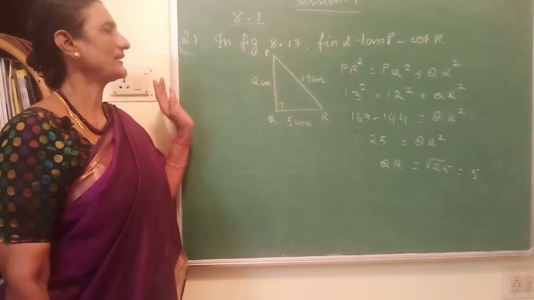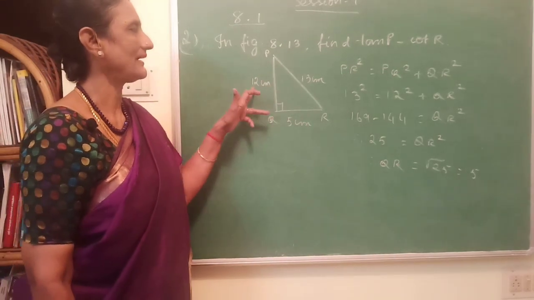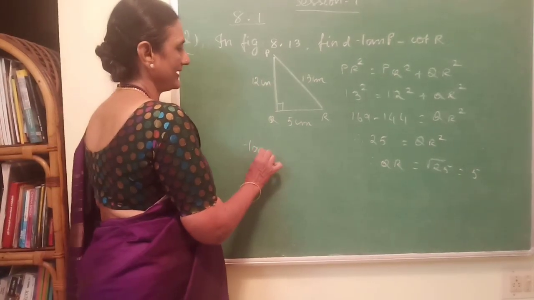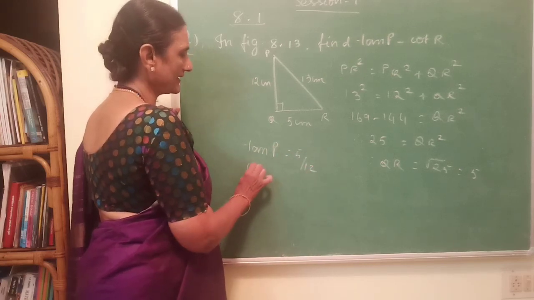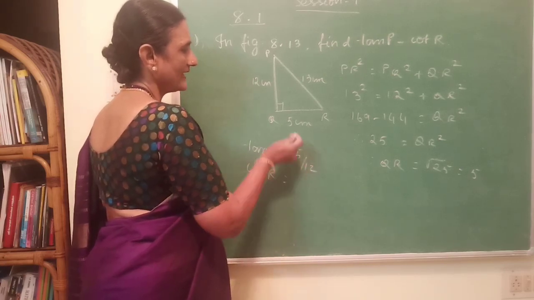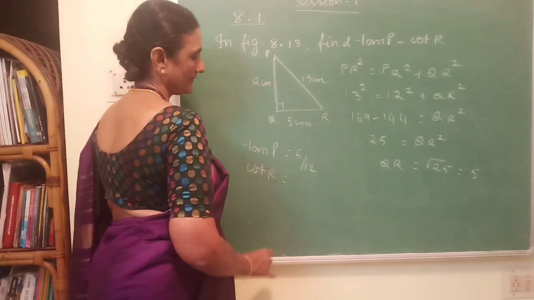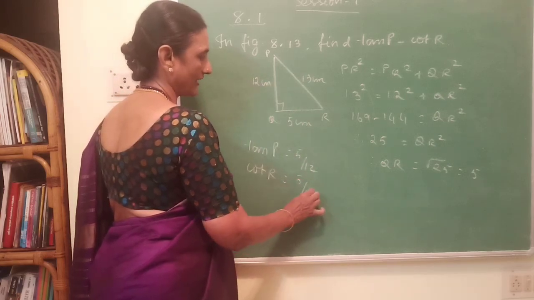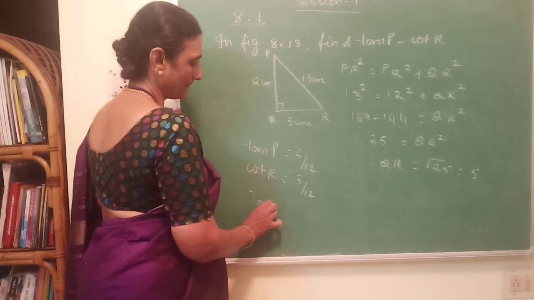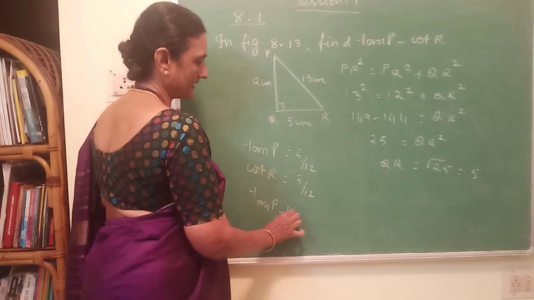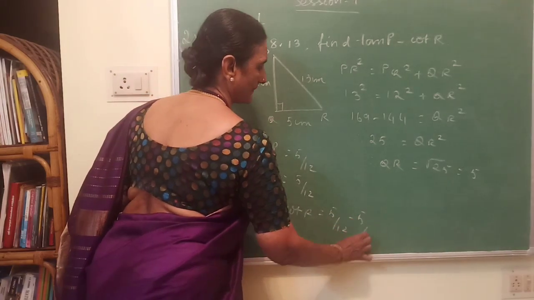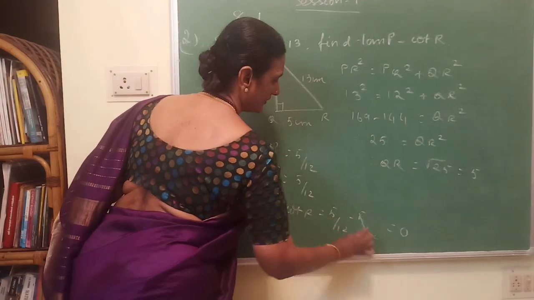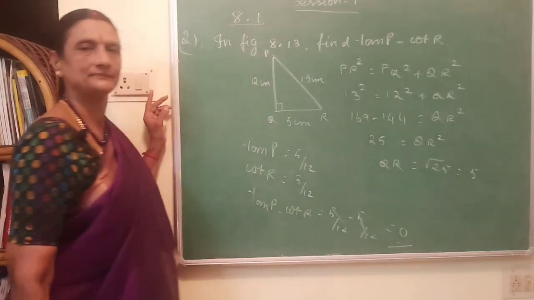Okay. Now, what is tan P? Opposite by adjacent. So, tan P is 5 by 12. What is cot R? Cot R is adjacent by opposite. That's again 5 by 12. So, tan P minus cot R gives you 5 by 12 minus 5 by 12, giving you the value 0. That's it.